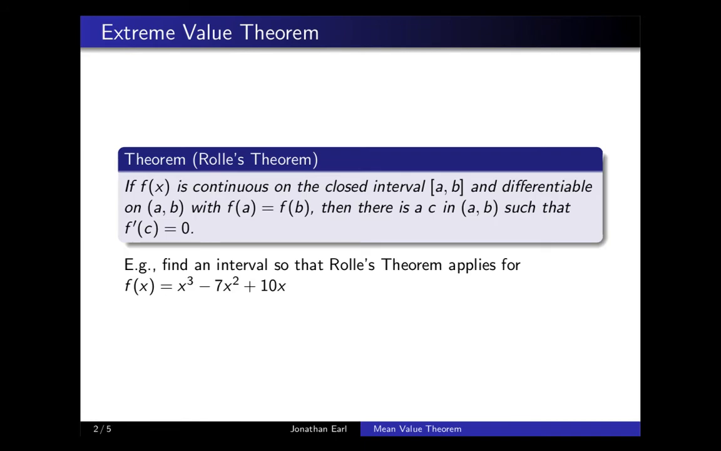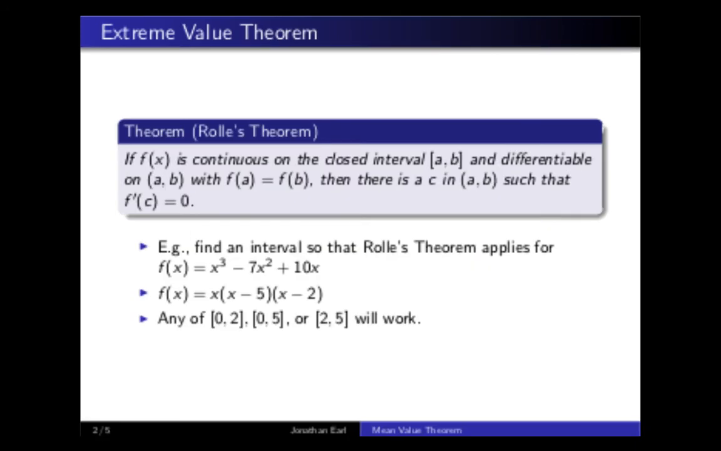Okay, so what we want to do is find an interval for the function x cubed minus 7x squared plus 10x so that Rolle's theorem applies. In other words, what we're trying to do is find an a and a b so that f of a and f of b are the same thing. So the easiest way to do this is find two places so that f evaluates to 0.